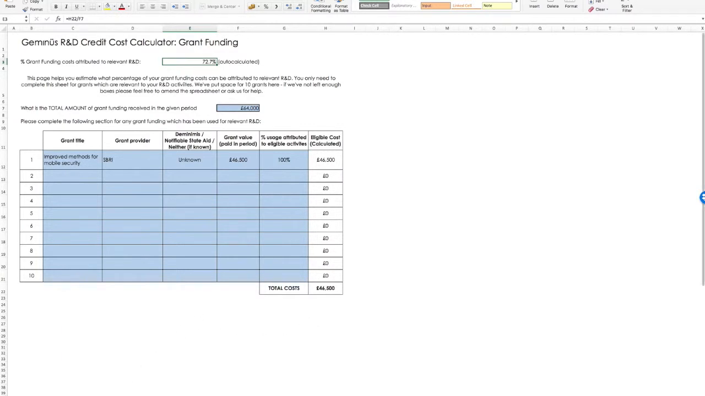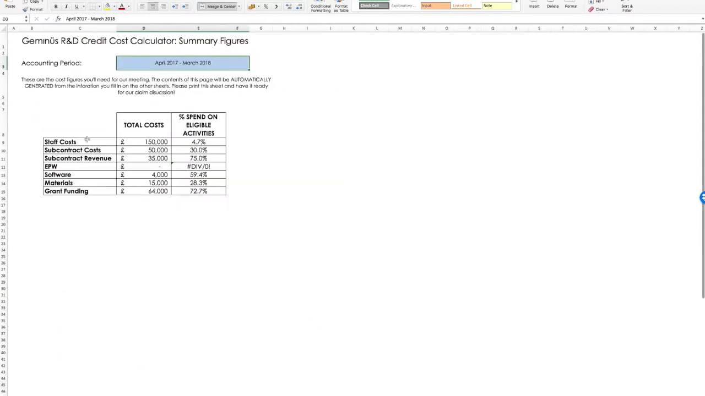What I'm going to do now is go back to the summary sheet and show you what has happened. And of course you did see this at the start, normally it would have been empty, but this is what we need to see. So when we have our claim meeting, we will look at this sheet. We will look at the accounting period, we will then look at the total costs and the percentage spent on eligible activities.